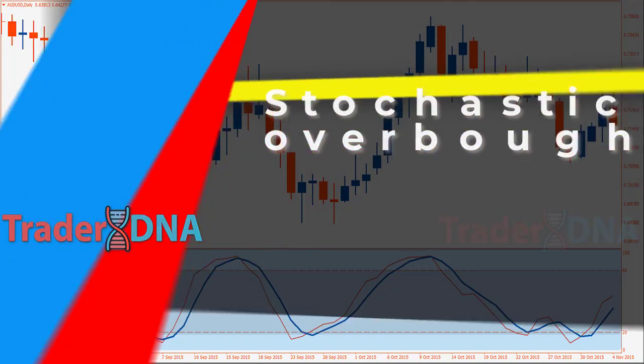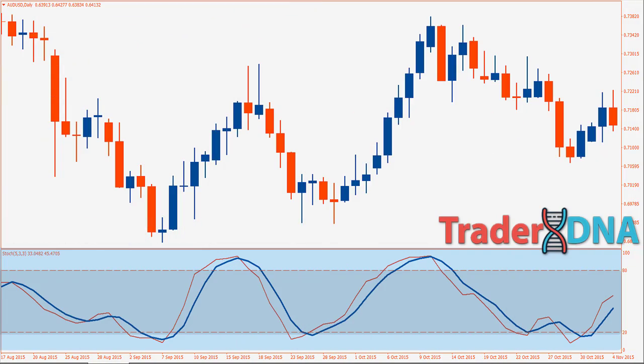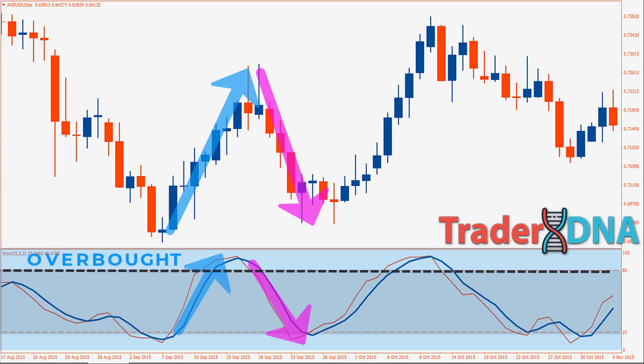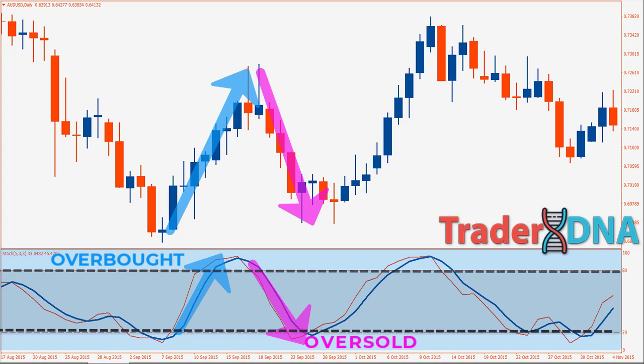The general theory serving as the foundation for this indicator is that in a market trending upward, prices will close near the high, and in a market trending downward, prices close near the low. And hence in a range of 0 to 100, 80 or higher is considered as overbought, indicating an upcoming downtrend, while 20 or lower is considered to be oversold, indicating an upcoming uptrend.